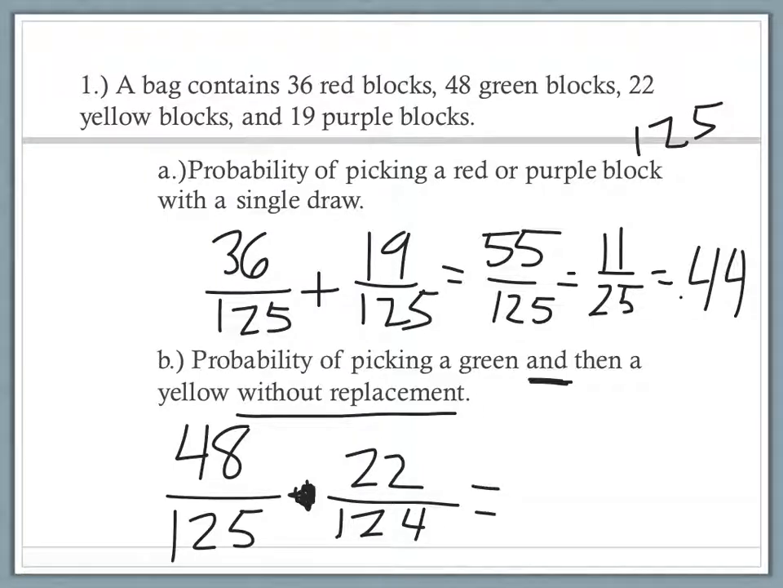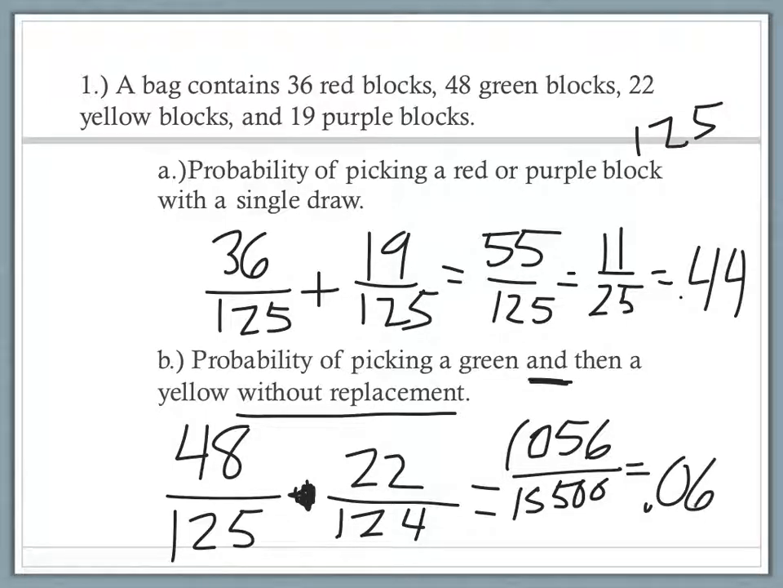So now we multiply, so 48 times 22 gives me 1,056 over 125 times 124, which gives me 15,500. We can try to reduce it, or we can just easily divide, which is what I'm going to do. And I get 0.068, we'll go 3 decimal places here. All right, let's look at the next example.